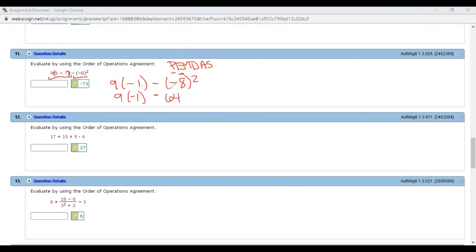So we're here. Now we have to do our multiplication. 9 times negative 1 is negative 9. We keep our minus 64. Now we do subtraction, and we have negative 73, okay?